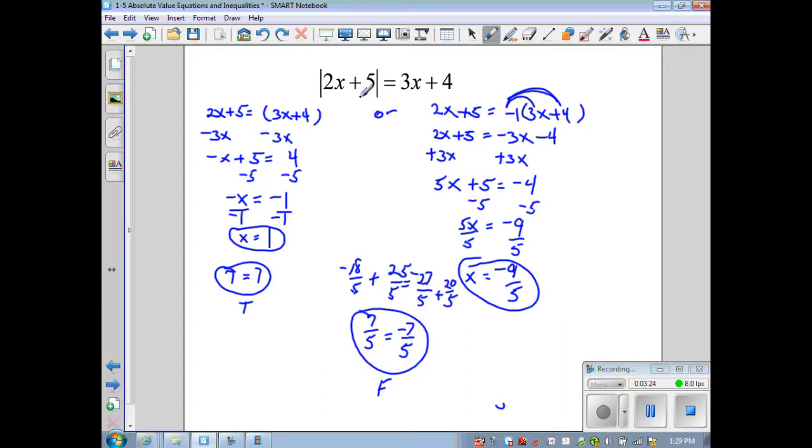So the only solution I have is 1. That's why you need to check all solutions to determine if they are valid solutions to not only each separate equation, but the one that we really want, which is the original equation. So we have to determine the extraneous solutions.